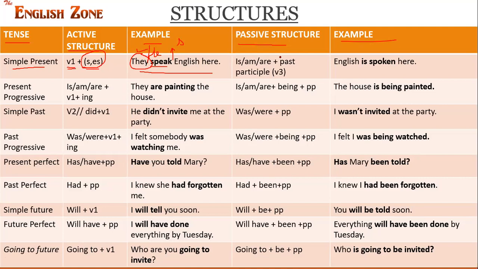And if we go to the passive structure, तो passive structure की formation कैसे होती है? Is MR plus past participle. It means is MR plus third form. So if I say English is spoken here, मतलब English यहाँ पे बोली जाती है. English is MR plus third form of the verb.